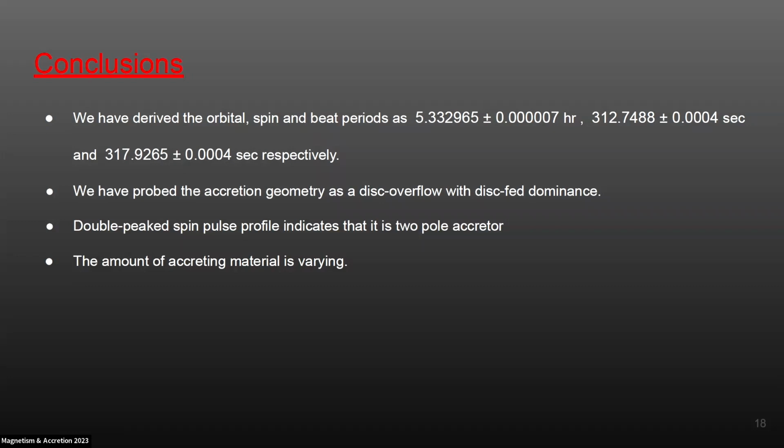So what we learned is that from the power spectral analysis, we found the orbital, spin and beat periods, and from it we also probed that the accretion geometry is a disk overflow with disk predominance. From the spin phase folded light curves, we saw that it has a double-peaked pulse profile, which inferred that it is a two-pole accretor. And from the pulse fraction plot, we said that the amount of accreting material is varying. And that's all from my side.